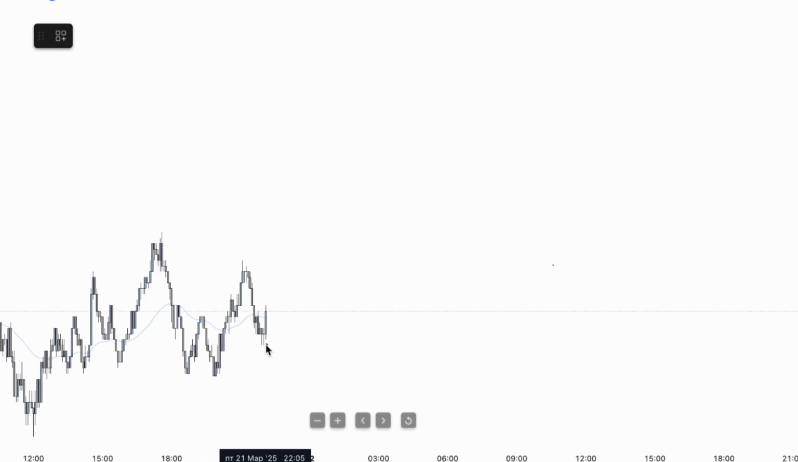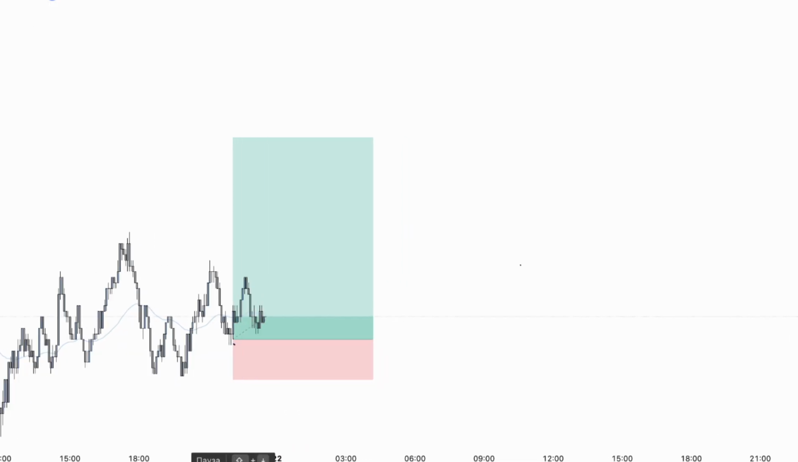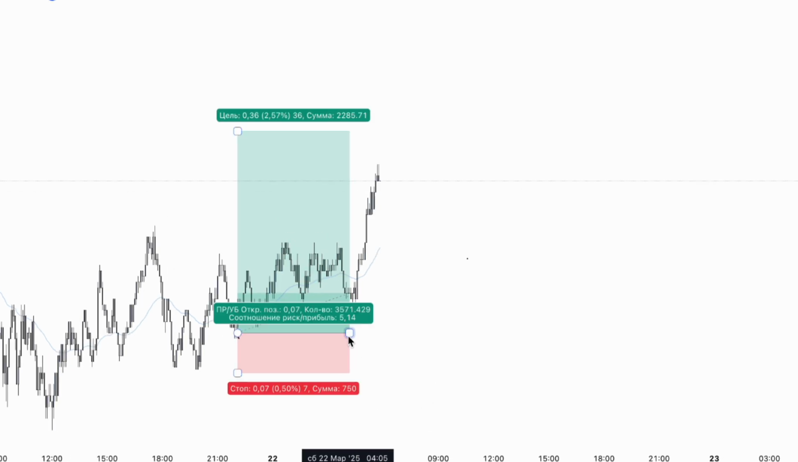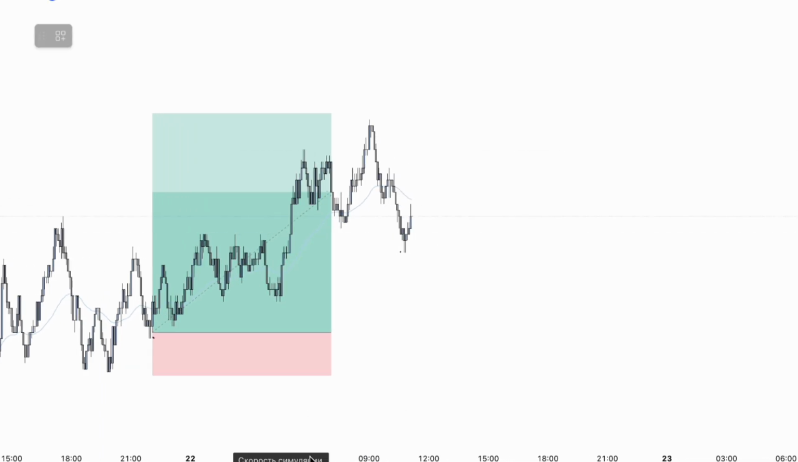So, hello friends, today I will tell you about the structure of the market and how you can trade as efficiently as possible on the chart using the basic elements of my strategy.